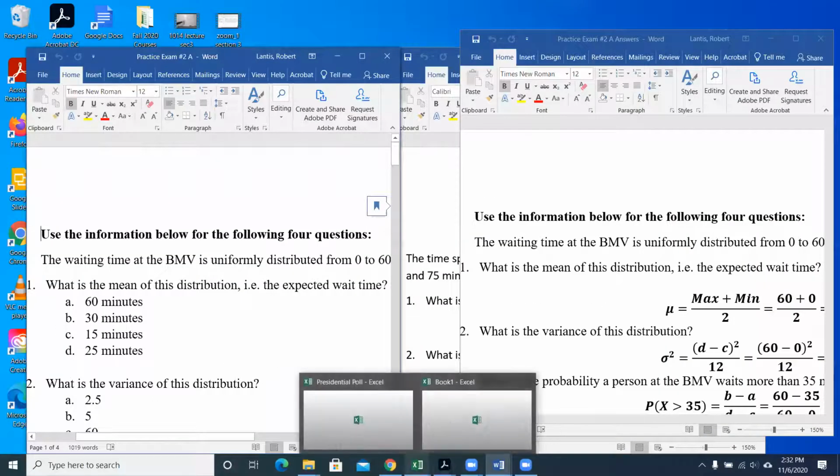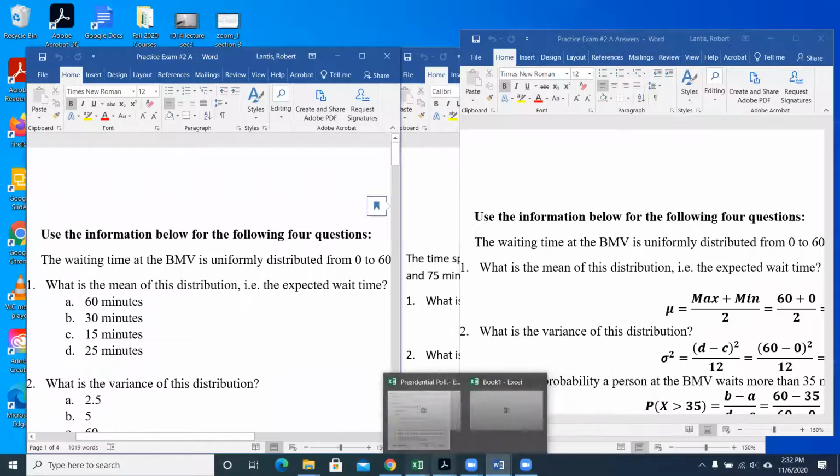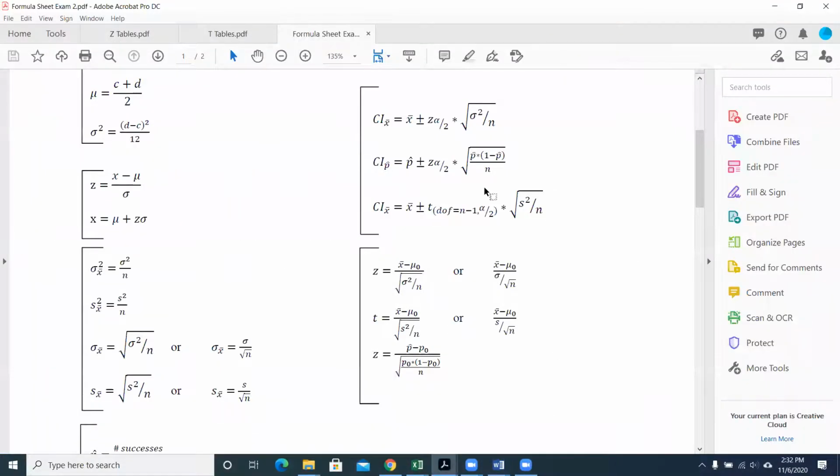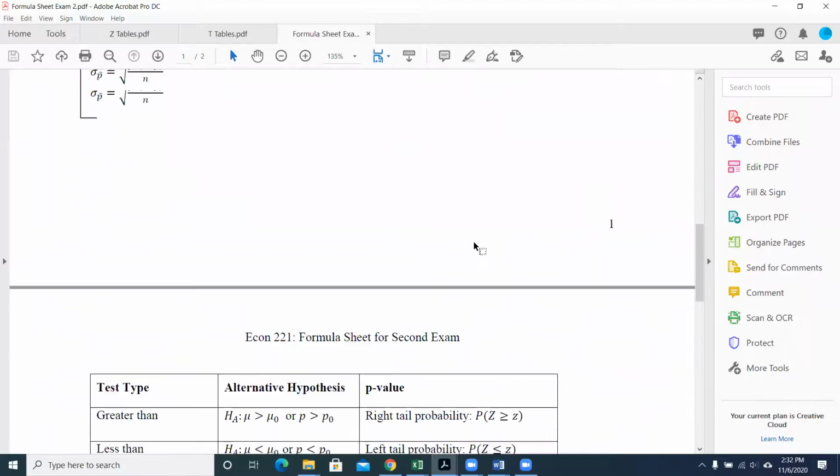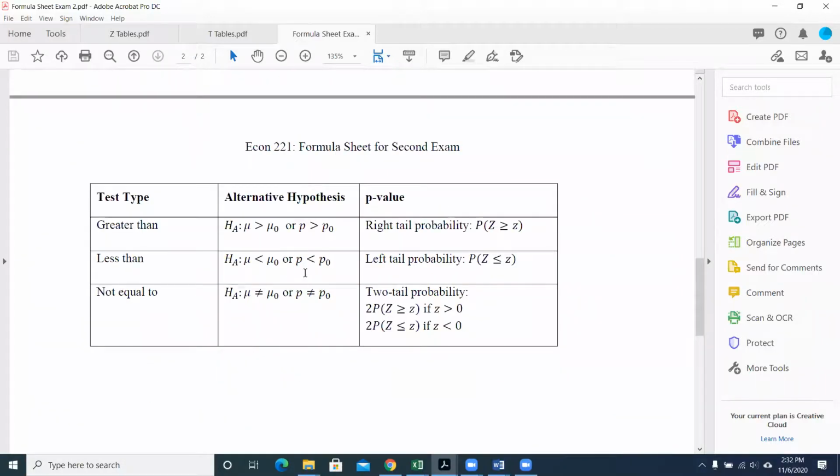A more general thing I wanted to bring up as well. I already walked you through the formula sheet about which equations are which. I also wanted to point out down here a reminder that if you have a greater than, right-tailed test, your alternative hypothesis has a greater than sign. If you have a less than, or left-tailed test, you get a less than sign in your alternative hypothesis. If it's a not equal to test, you have a not equal to sign in your alternative. For the right-tailed test, your p-value is the area to the right of your test statistic. Left-tailed test, it's the area to the left of your test statistic.